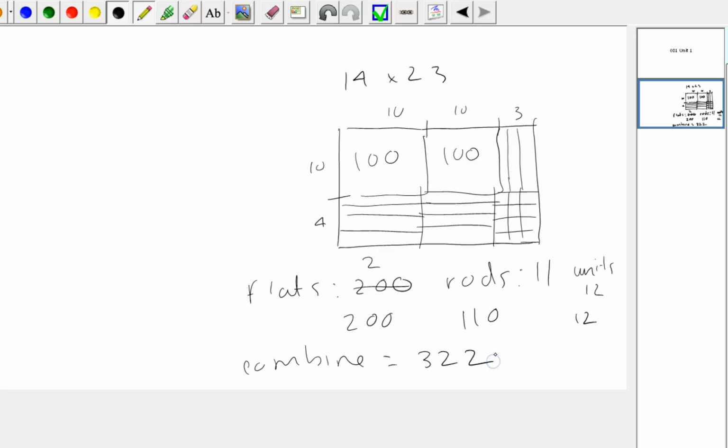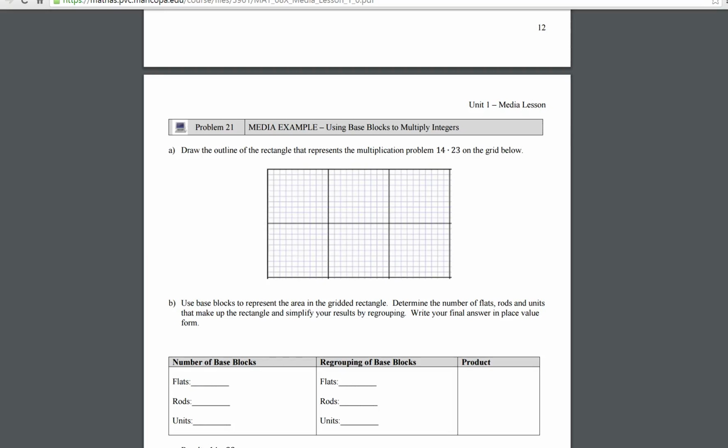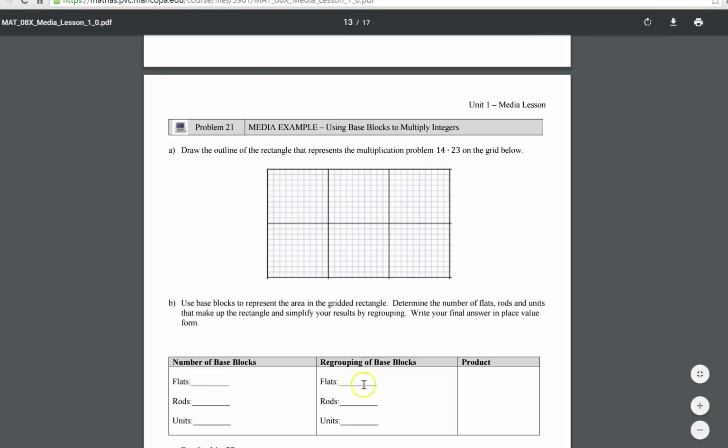322. Okay, so set up the diagram, click and drag on the blocks, write what the blocks are, write their place value, then sum them up to get the result. Okay, so it kind of has this idea here: base blocks, regroup, product.